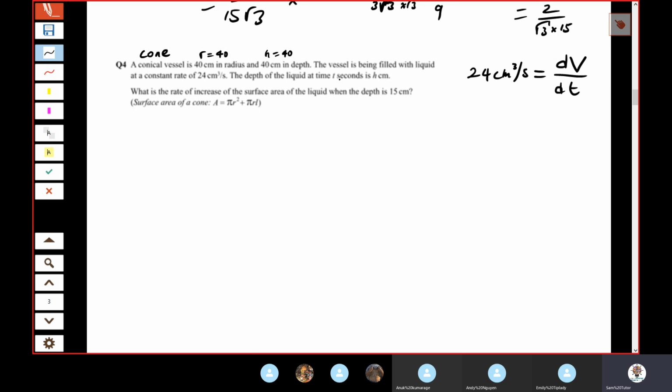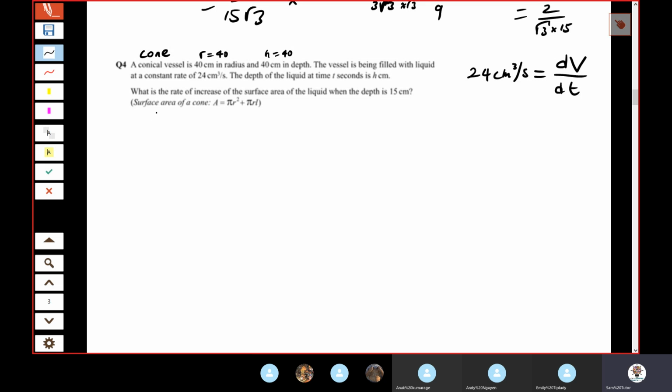The depth of the liquid at time t seconds is h centimeters. The depth of the liquid at time t is h, obviously. That's just saying when time is 1 second, it's at h centimeters. When it's 2 seconds, it's h again, because it's just a different height. That's just obvious. What is the rate of increase of the surface area of the liquid when the depth is 15 centimeters? Okay, bit harder.